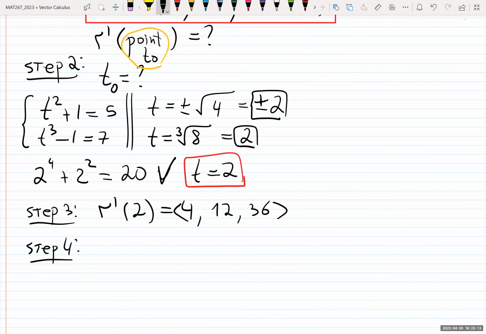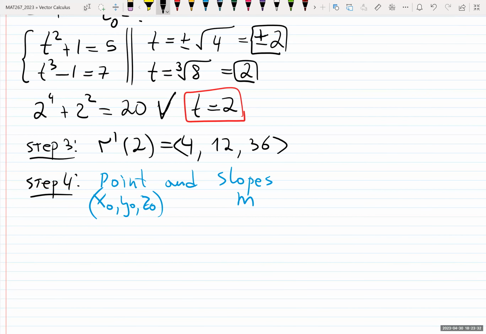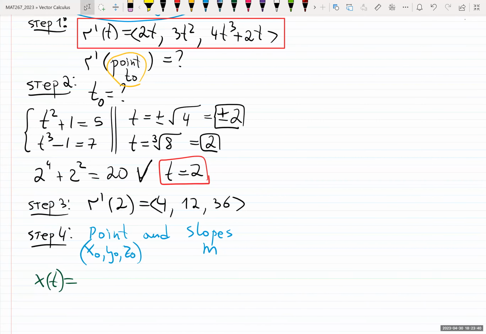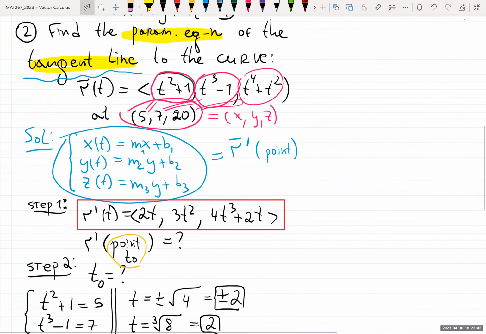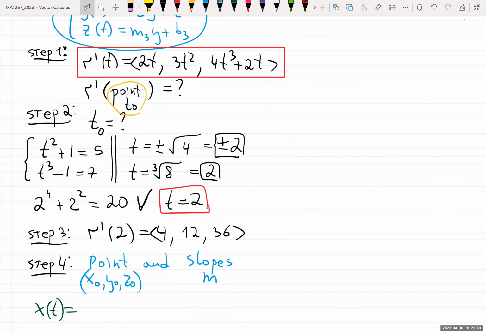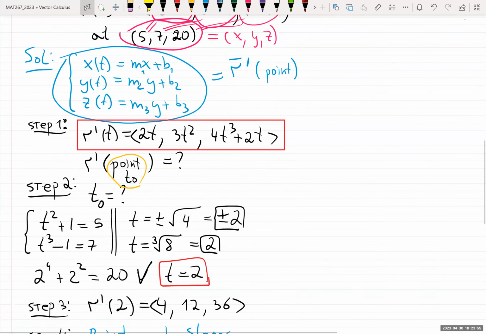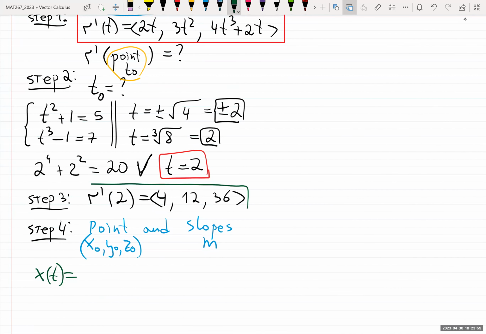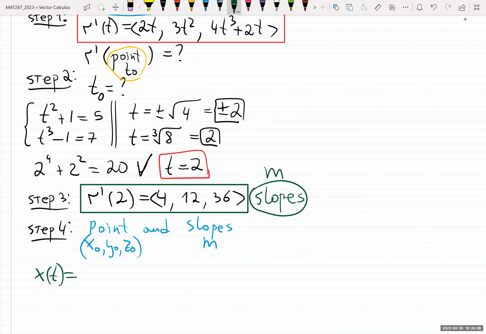Step 4. To figure out the equation of a tangent line, we need a point and slopes. So x sub 0, y sub 0, z sub 0, and m slopes. But of course, everything in a higher dimension. So now you can write down x of t is, let me go back and see what's going on. And what t is plus, so we have, where did I look? Yes, this is where I should put in the box. I look here. Those are my slopes, which makes sense. Those are derivatives at the point, so slopes.